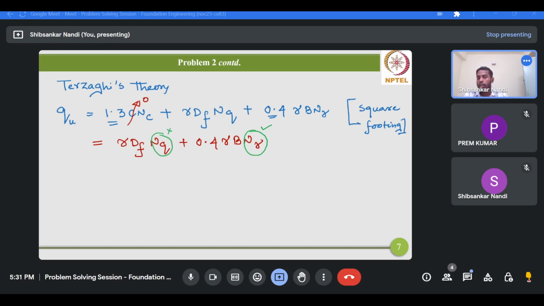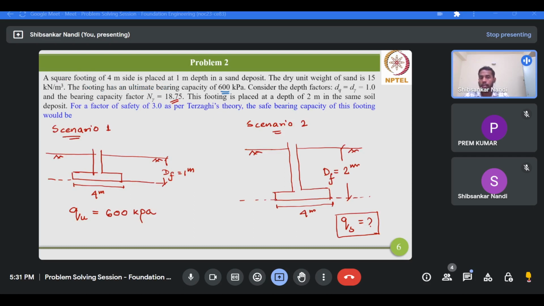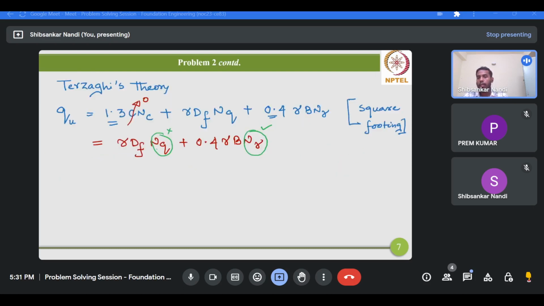So gamma you know, Df for both the scenarios you know, again gamma you know, and the width of the footing you know, because in both the scenarios the soil mass is not changing, it remains constant. You are dealing with the same sand deposit and the same size of footing, that means a square footing of 4 meter side. Only the depth of the footing is changing. So obviously if you utilize the ultimate bearing capacity value corresponding to scenario 1, you can easily determine the Nq value. How? Because qu equals 600 kPa. This is for scenario 1.